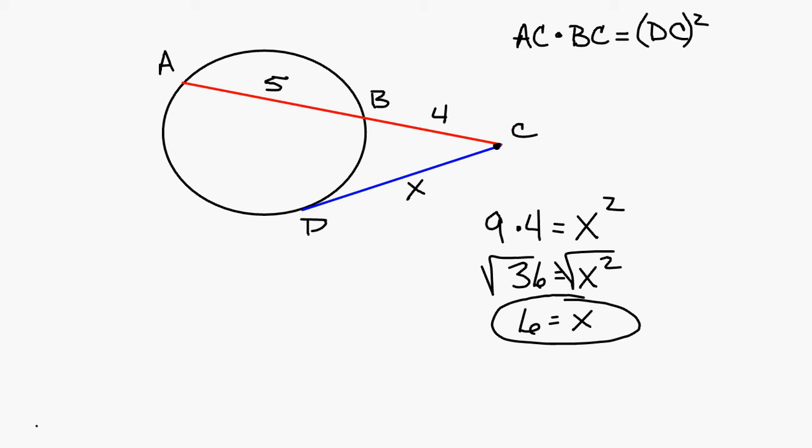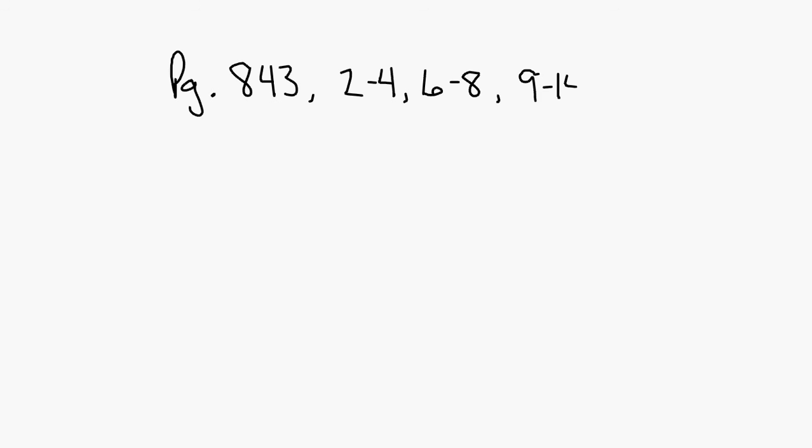All right, so here's some practice for you. Start on page 843. And you can do 2 through 4, 6 through 8, 9 through 14, and then just do 16 through 21. And William, you can do all the way through 39.